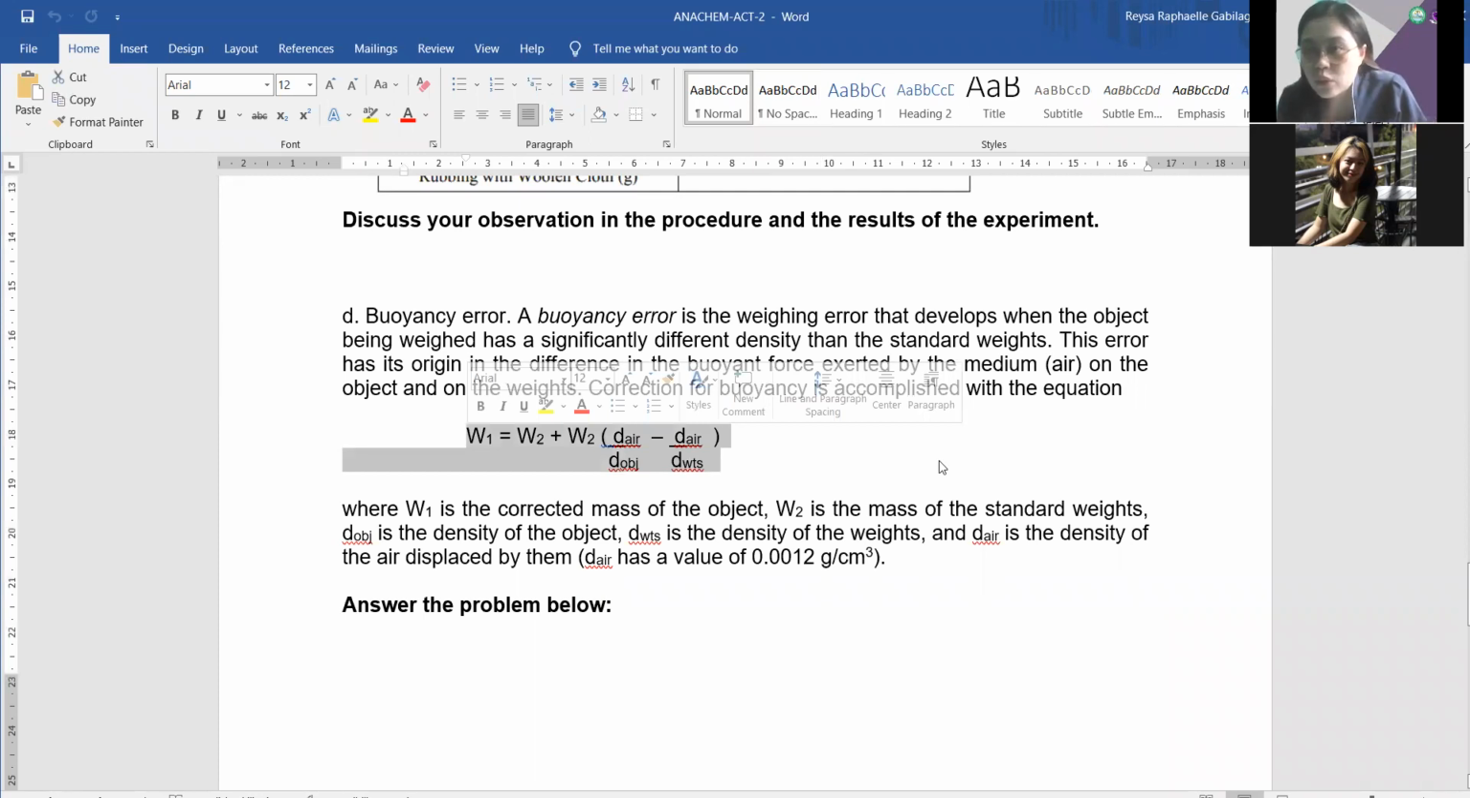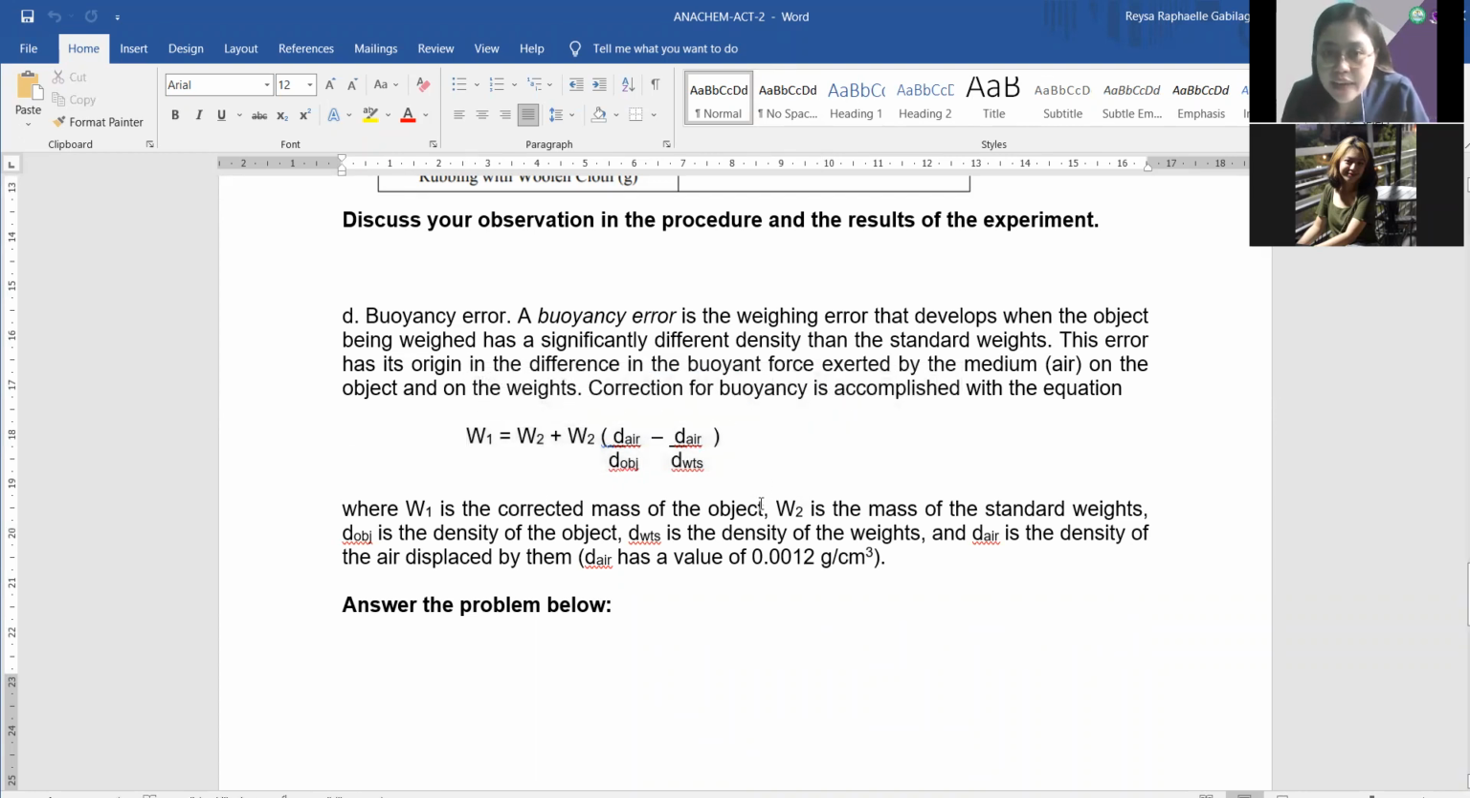Weight 1 is equal to weight 2 plus weight 2 times density of air divided by density of the object minus density of air divided by density of the weights. The weight 1 there is the corrected mass of the object. Remember, we have here the presence of the buoyancy error. That is why we need to correct the mass. So hindi tama yung binigay na mass ng ating balance. Correct natin siya. Now weight 2, ito yung mass ng standard weights ni analytical balance. And then this one is the density of the object being measured. And then density weight is the density of the weights na nasa analytical balance, and the air is the density of the air being displaced. So this is constant. Hindi ito nagbabago. This is already given in your activity, 0.0012 grams per cubic centimeter.